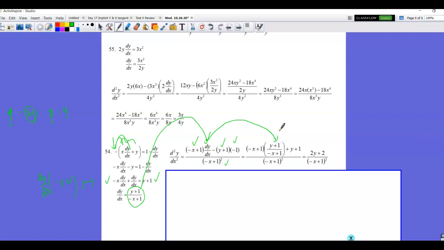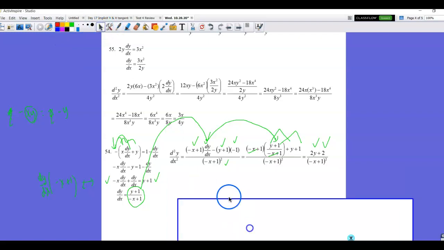And this kind of turns out to be a beautiful thing because the negative x plus 1 divides out with the negative x plus 1. And that leaves me with y plus y, which is 2y, and 1 plus 1, which is 2. And that was a pretty nice clean. I didn't have to do a whole lot of complex fraction work there.